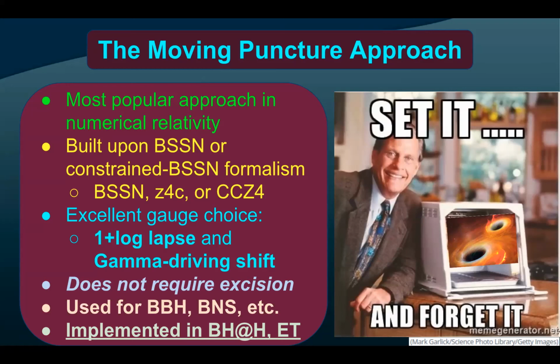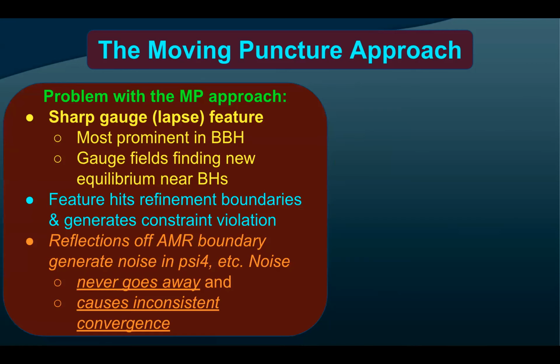I'm proud to be the creator of two of them, BiCall and BiCall vacuum. Next slide. But the problem with the moving puncture approach is that there's a sharp feature in the lapse. It's very prominent in binary black hole evolutions, and it's a result of the gauge field, the lapse, finding a new equilibrium near the black holes. What happens is there's this sharp feature. It propagates out, hits refinement boundaries, generates constraint violation, generates numerical errors, in other words.